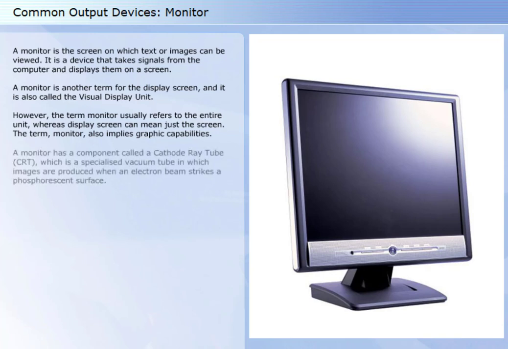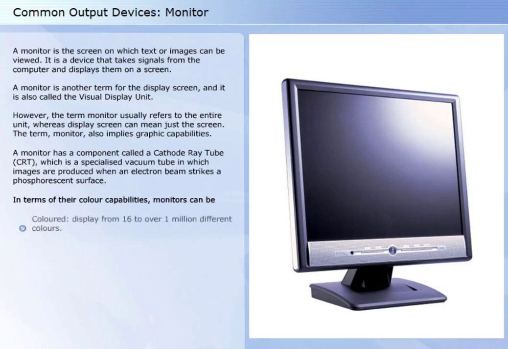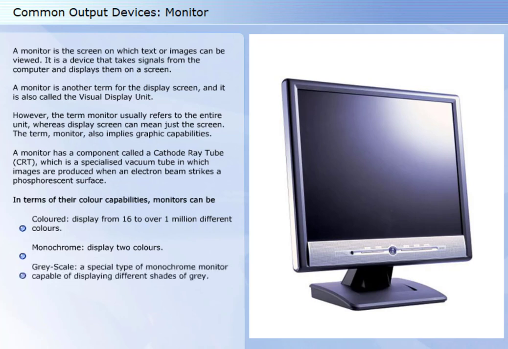A monitor has a component called a cathode ray tube, CRT, which is a specialized vacuum tube in which images are produced when an electron beam strikes a phosphorescent surface. In terms of their color capabilities, monitors can be colored, displaying from 16 to over 1 million different colors. Monochrome monitors display 2 colors. Grayscale is a special type of monochrome monitor capable of displaying different shades of gray.